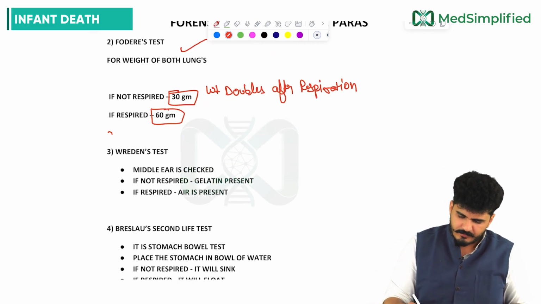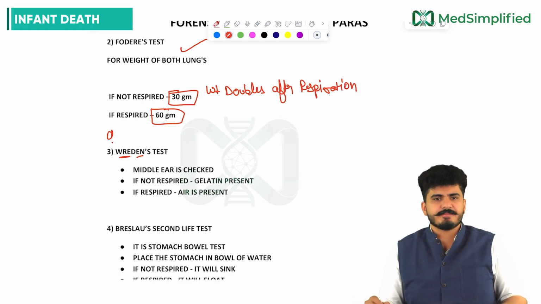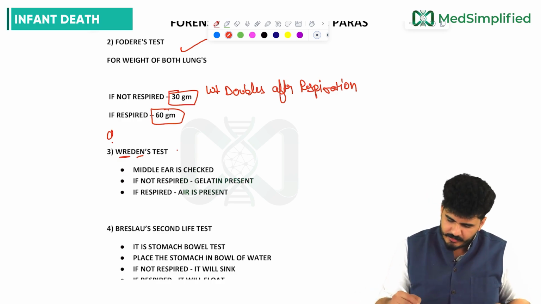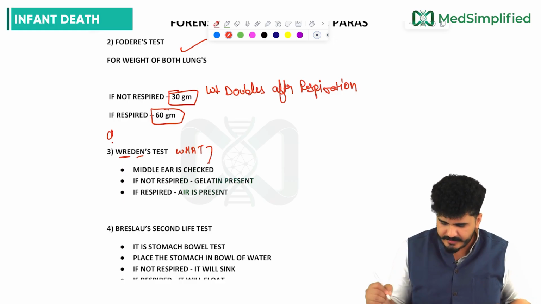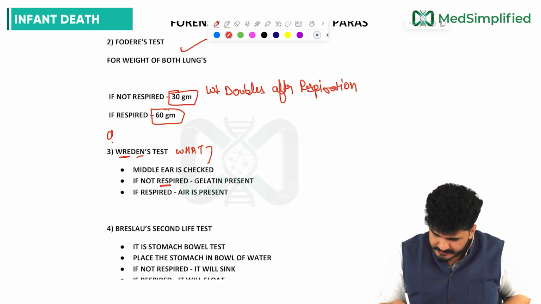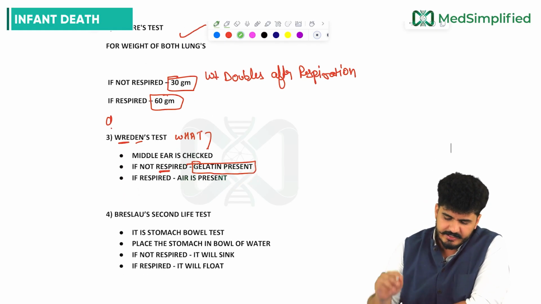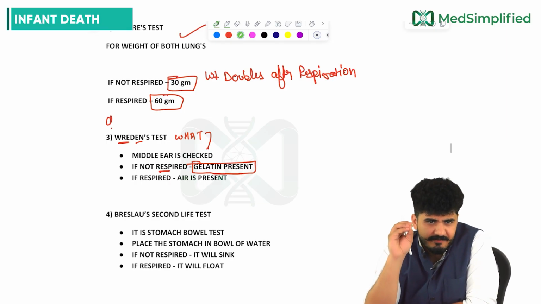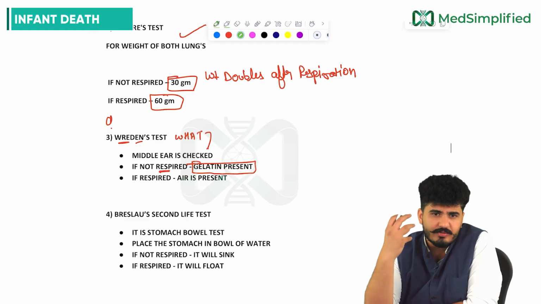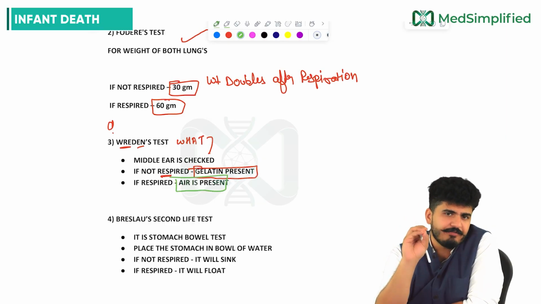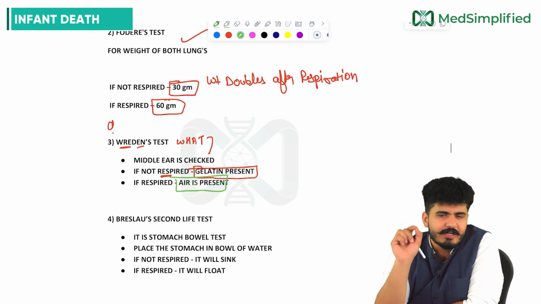Next is Redden's test. In Redden's test, the middle ear is checked. If not respired, gelatin is present in the middle ear of an unrespired baby, my dear friends. If he took even one breath, air is present there. Not respired, gelatin. Respired, air will be present, my dear friends.